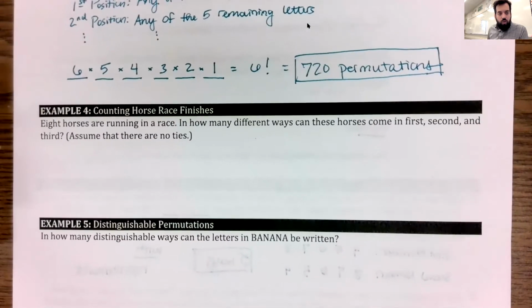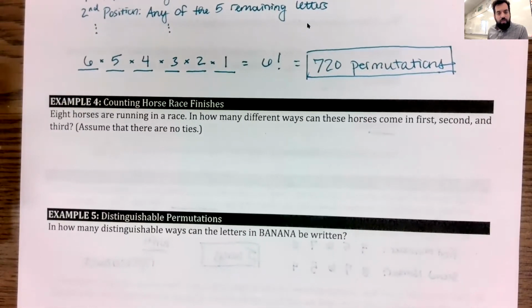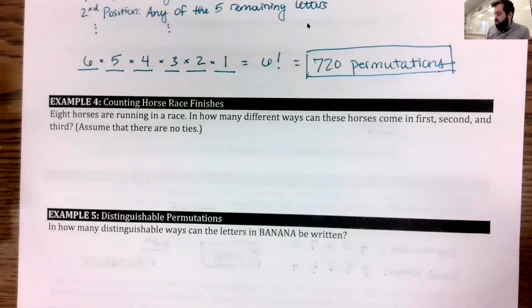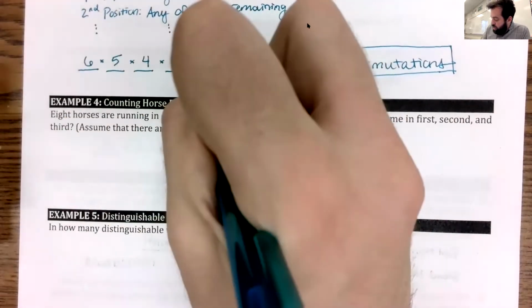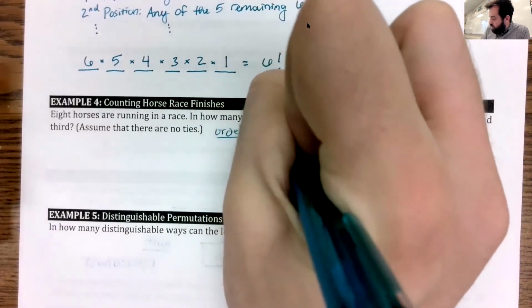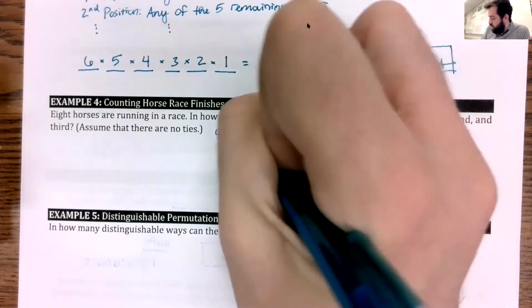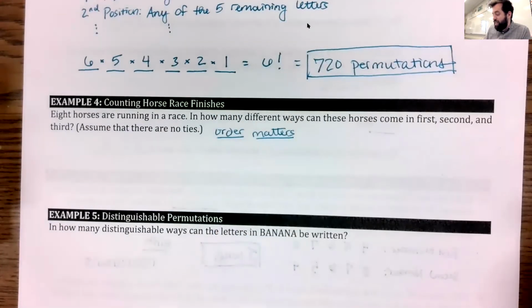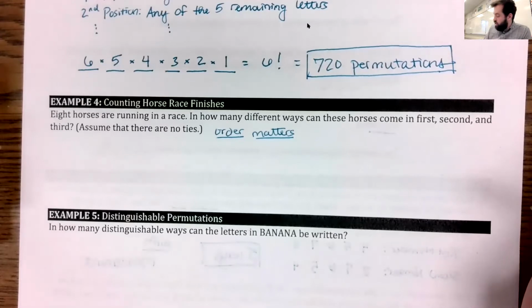Example 4, 8 horses are running in a race. In how many different ways can these horses come in first, second, and third? Assume that there are no ties. Okay, so first, second, and third place. In that scenario, order matters, right? Because if a horse comes in first place and a different horse comes in second place, and then they switch, that's a different way that the horses come in first, second, and third. So order matters here, so we're doing a permutation.